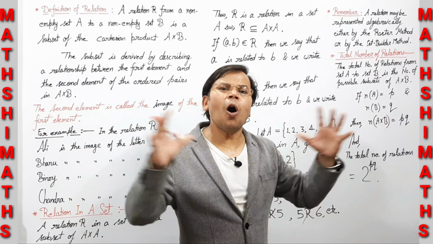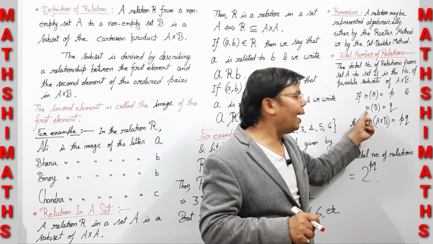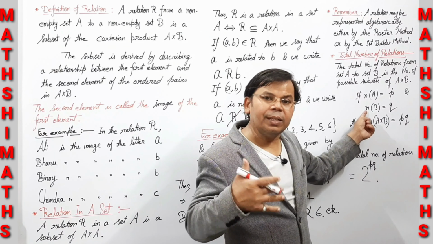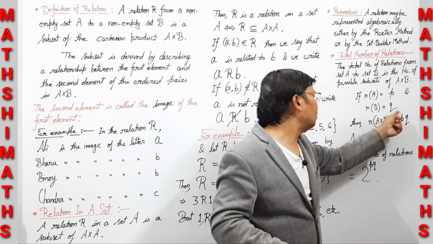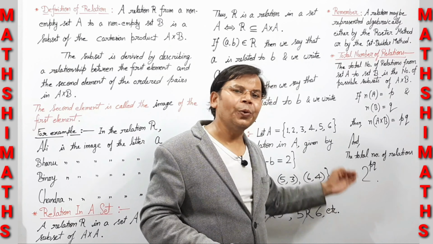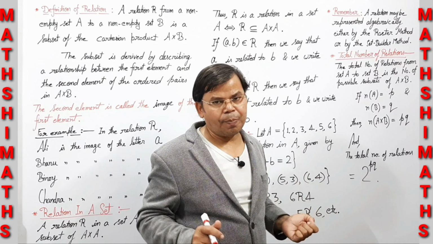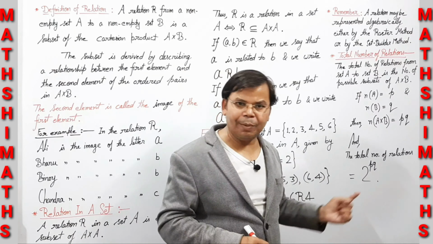If the number of elements in set A is equal to P and the number of elements in set B is equal to Q, then the number of elements in the Cartesian product of A and B, I mean A multiply B, is equal to P multiply Q. But the total number of relations is equal to 2 raised to the power P multiply Q, I mean 2 raised to the power PQ.